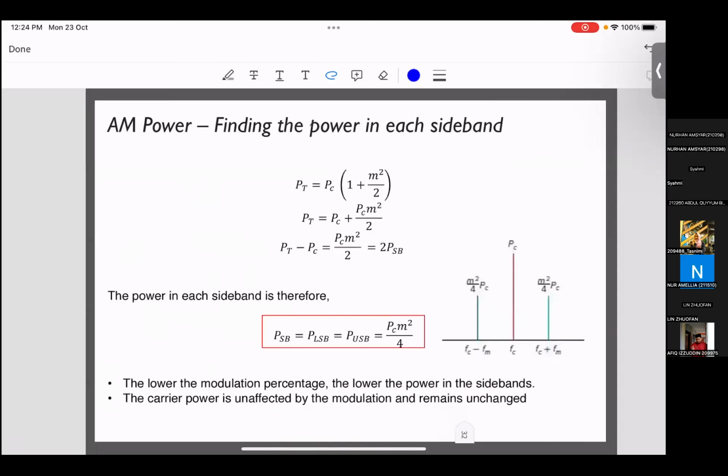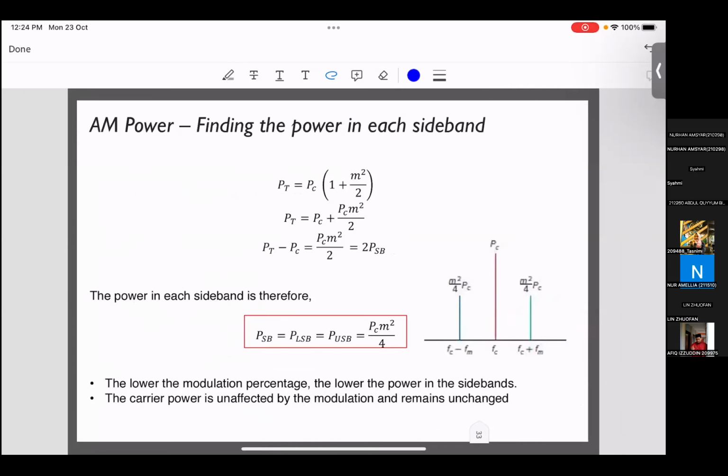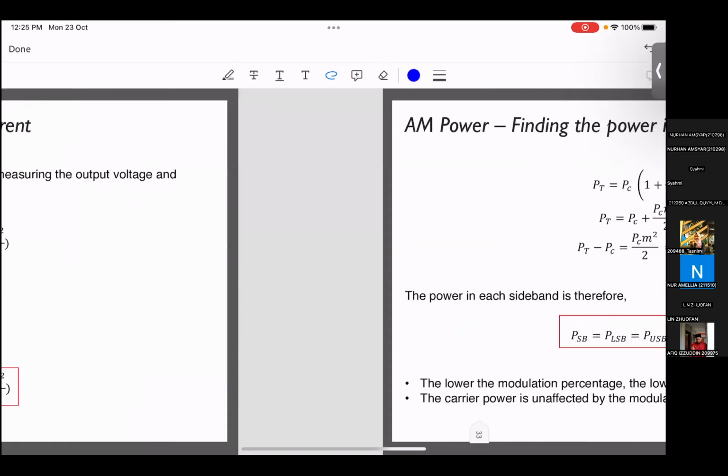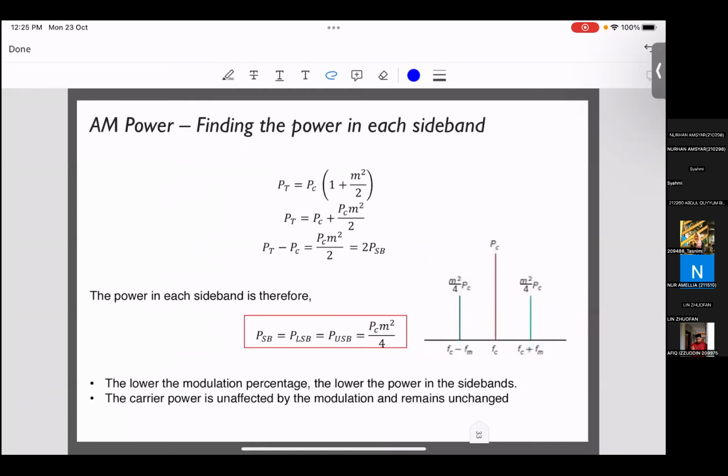Okay, almost there. We're almost there. Next one is finding the power in each sideband. This should have come first. Finding the power in each sideband.